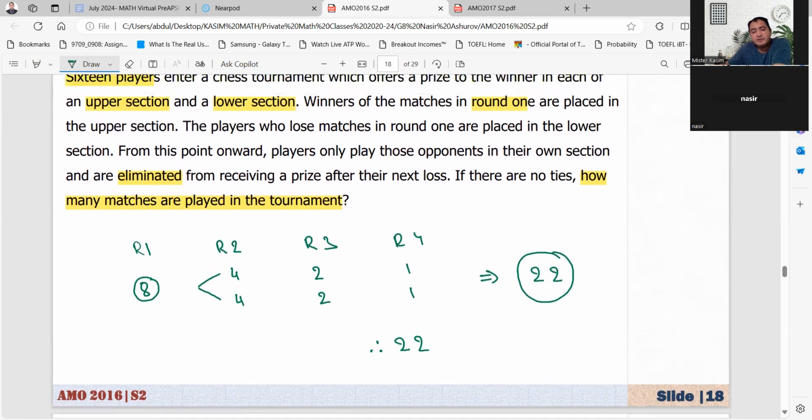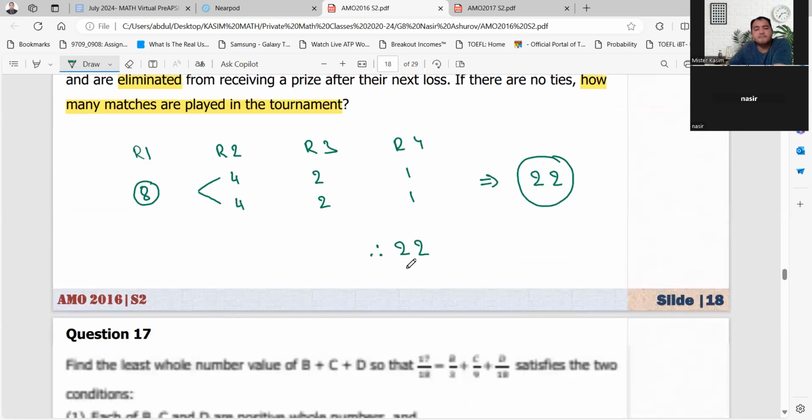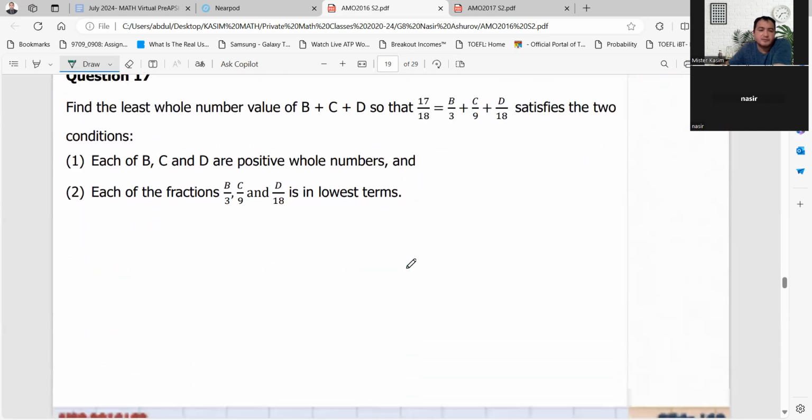Nasir, did you see your mistake? Oh, okay, yeah, I didn't count the first round. Why not? I just missed it. So for the first round would be 8, and I got 14. So 14 plus 8 is 22. Okay, I mean, if you understood, all right.